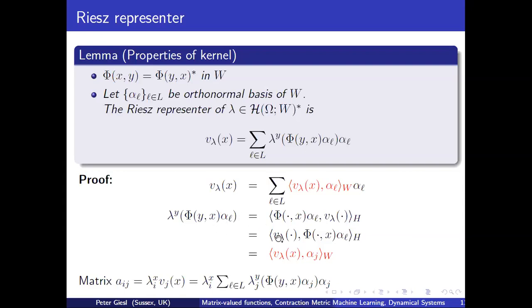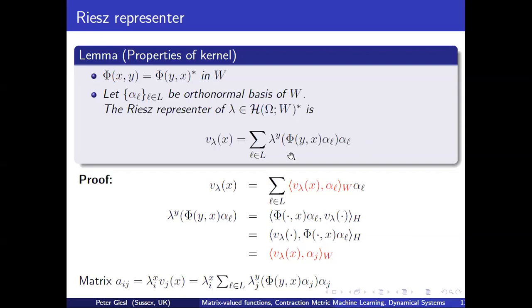And this proof is basically the same as earlier. So in the first step here, we're using the property of the Riesz representative. So lambda has a Riesz representative V lambda here. We can switch the order here, and then this is the reproducing kernel property again.